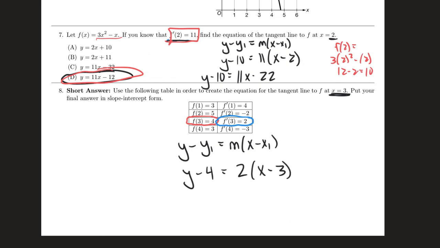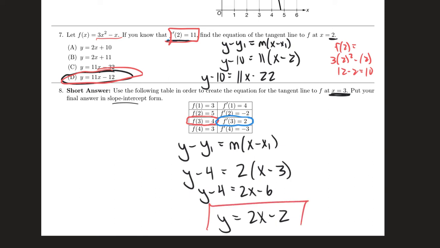So the slope comes from the right-hand column, the point comes from the left-hand column, and I want it in slope-intercept form, so I just have to do a bit of simplifying. You get y equals 2x minus 2 as your final answer. So really similar to the previous one, you just have to use the correct parts of that table in order to create your equation.